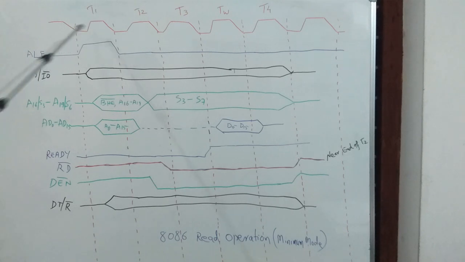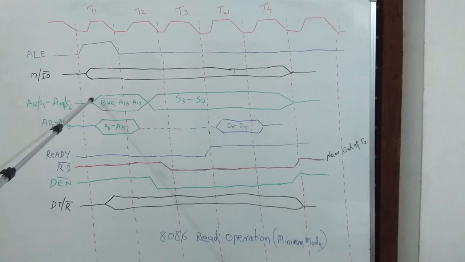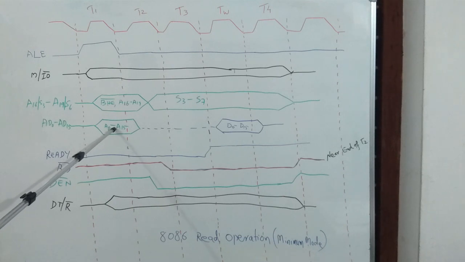During the first T state, CPU asserts ALE. It indicates the multiplexed address status and address data lines carry valid address. See here, from this point onwards, this address status lines carry valid address. The CPU also asserted BHE bar. Multiplex address data lines will carry valid address.